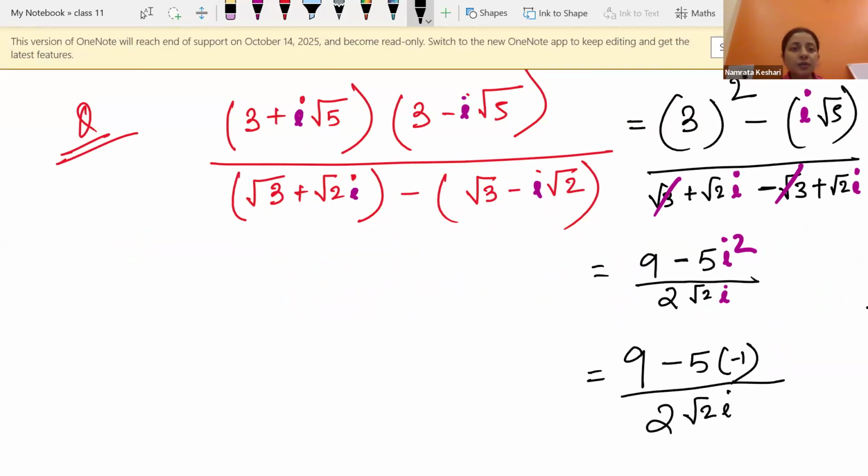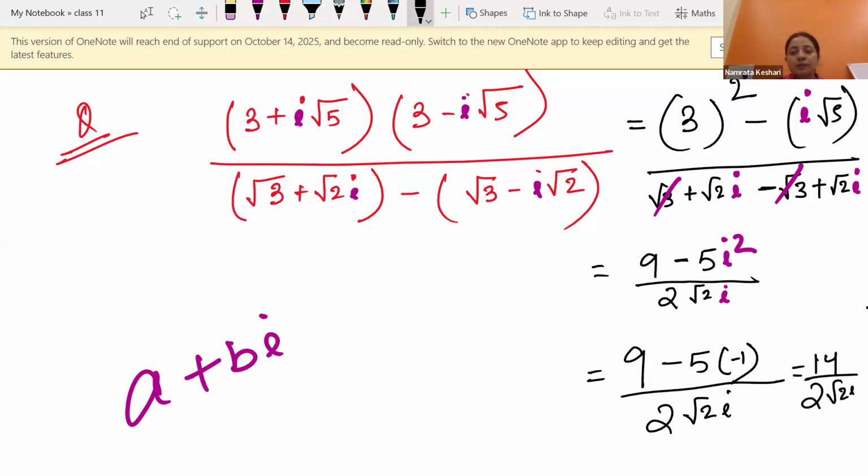And what are we trying to get? We are trying to get the standard form of the complex number. Okay, and here in our expression we are having 9 plus 5 in the numerator, 14, and the denominator is 2 root 2i. Okay, 2 sevens are 14, you can do, and still you are having 7 by root 2i in the denominator.